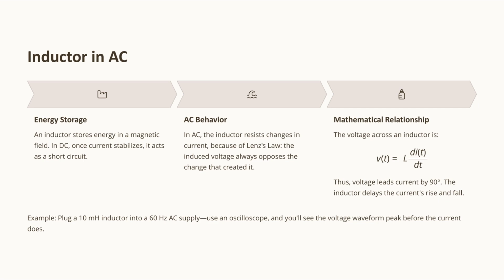An inductor, on the other hand, stores energy in a magnetic field. In DC, once current stabilizes, it acts as a short circuit. In AC, the inductor resists changes in current because of Lenz's law. The induced voltage always opposes the change that created it. The voltage across an inductor is equal to L times dI over dt. Thus, voltage leads current by 90 degrees. Therefore, the inductor delays the current's rise and fall.